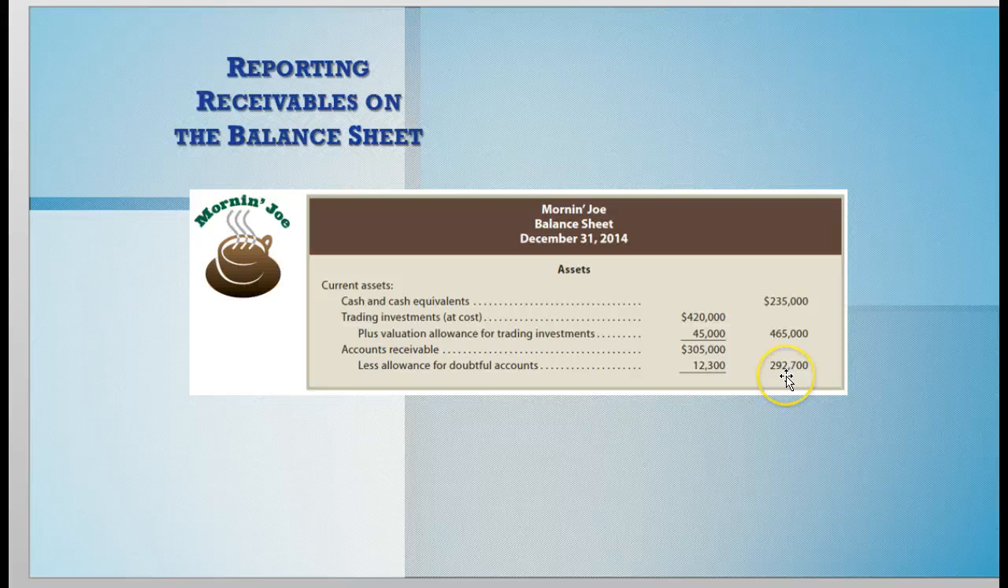This is how these will show up on a balance sheet. Here's your cash equivalents. Here's investments that you have at cost. This is the markup because the investment has increased. And here's your accounts receivable, at face value, full value, and then this is the allowance they've taken out of it. These are the amounts that they don't believe are collectible. You can't show a full asset here if you believe that some of those you're not going to be able to collect. So that detracts from that and gives you $292,700.